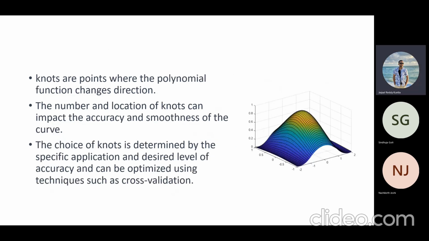So knots are the points where the polynomial function changes direction. The number and location of knots can impact the accuracy and smoothness of the curve. The choice of knots is determined by the specific application and desired level of accuracy, and can be optimized using techniques such as cross-validation. The image on the right side depicts only the parameters and the knots, where the knot is like a marker, and the parameter is the area of the point which is considered.